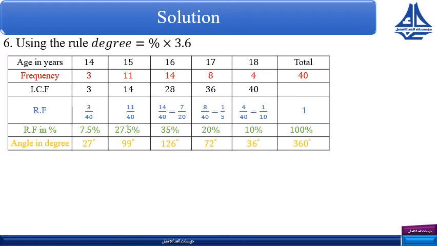Now for the last part, we should represent the above table by a pie chart. To represent this table by a pie chart, we should have the value of the angles in degrees. How to find the angle in degrees? Using this rule, guys. We apply it to find the value of the angles in degrees. We multiply each percentage times 3.6, so we have the value of the angles in degrees. This is the first step of the pie chart.